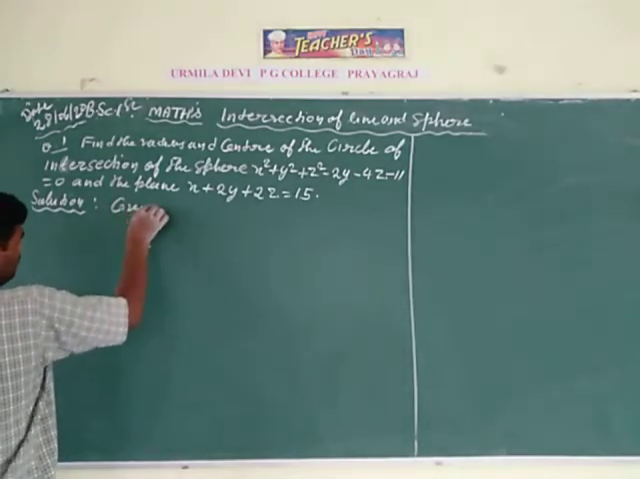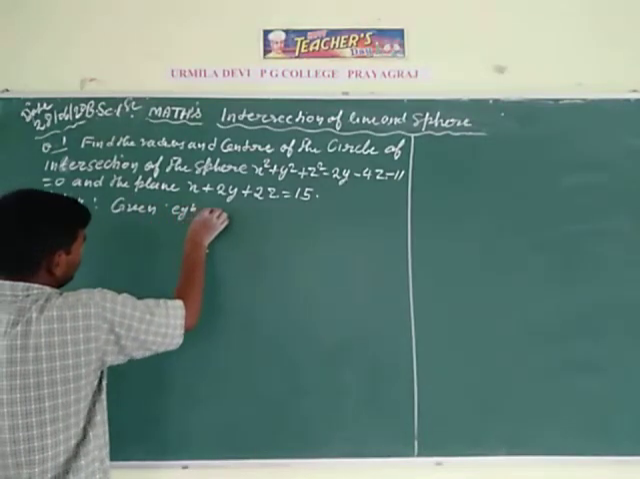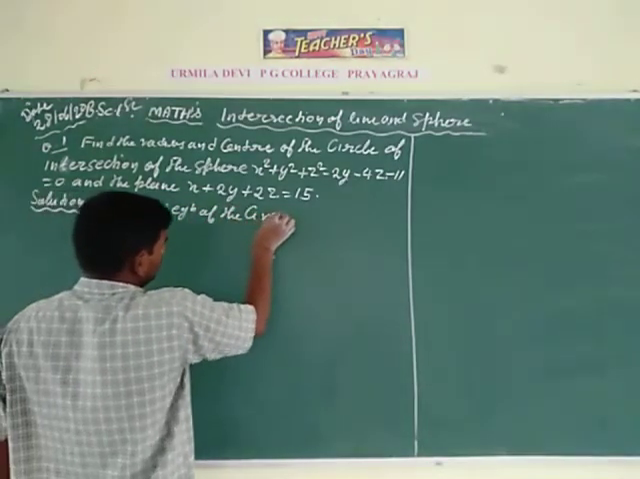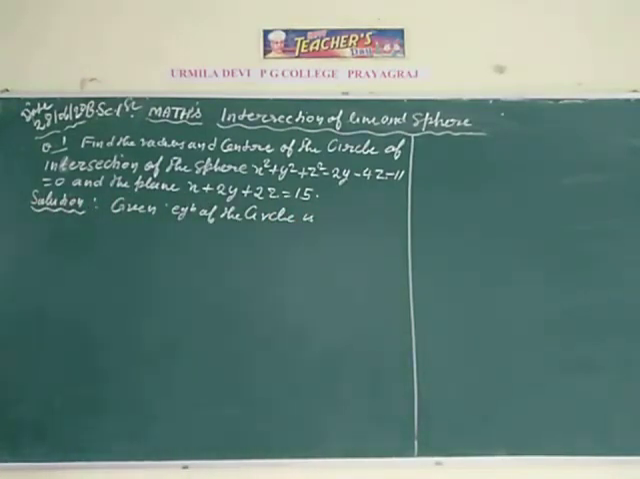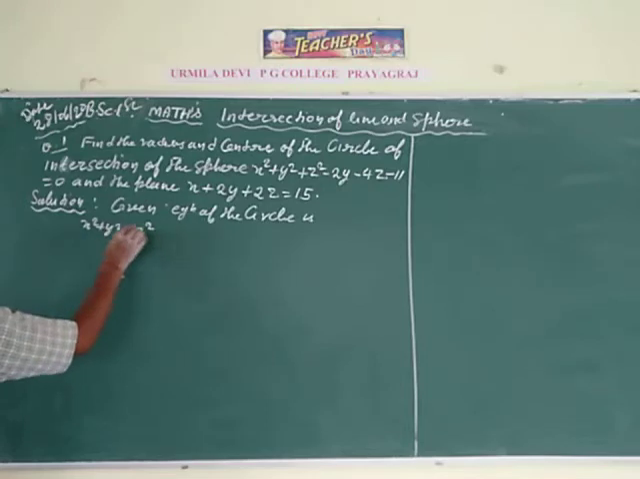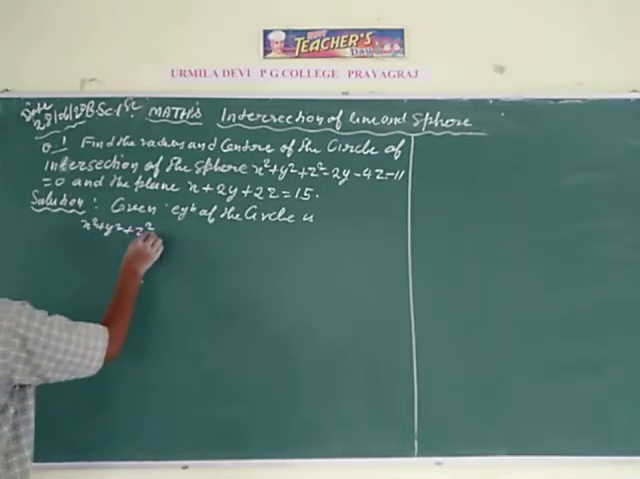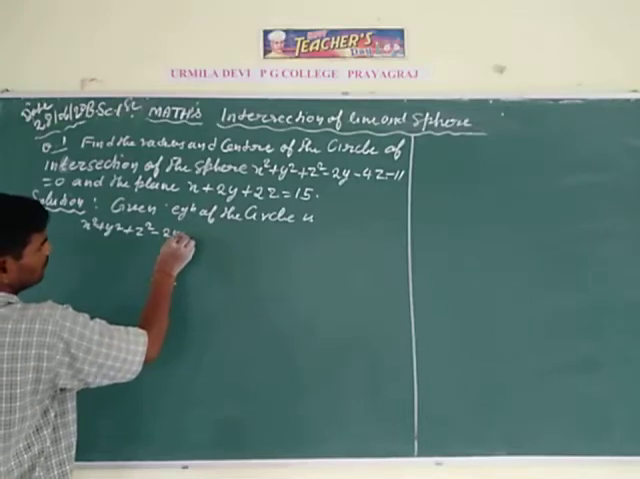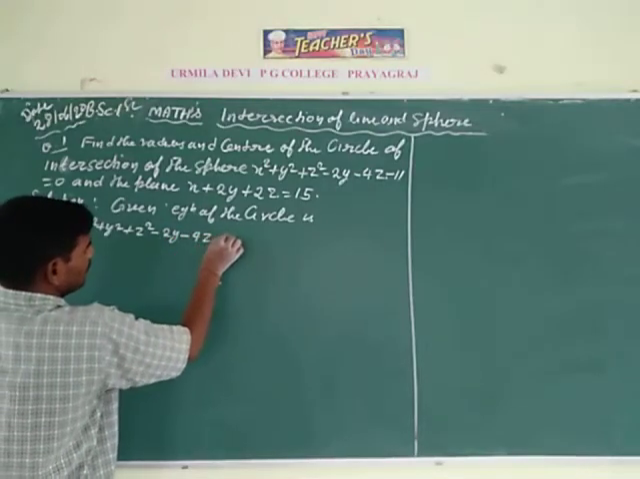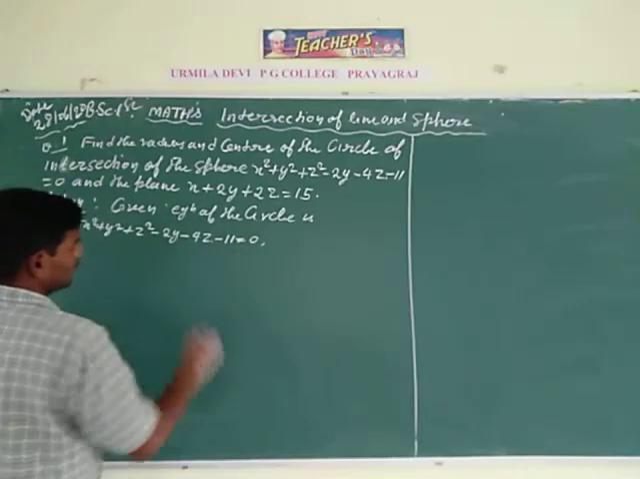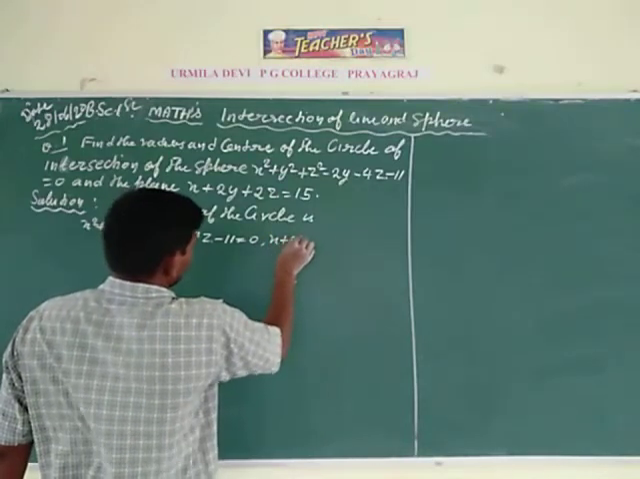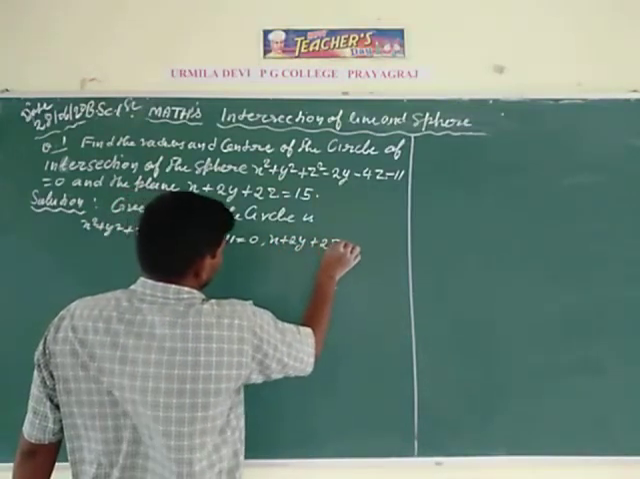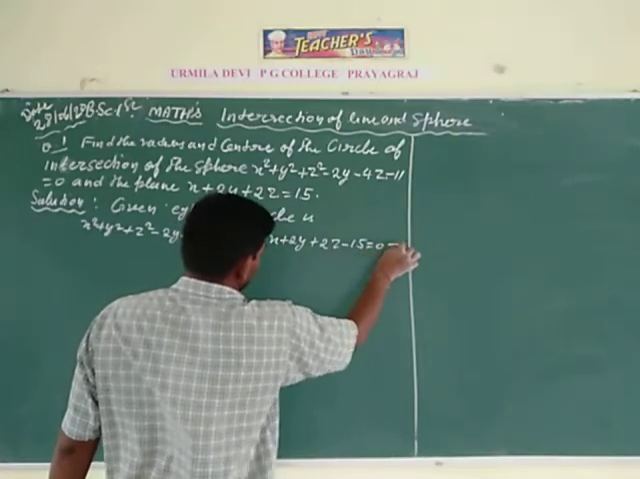The given equation of the circle is x square plus y square plus z square minus 2y minus 4z minus 11 equal to 0, and the intersecting plane equation is x plus 2y plus 2z minus 15 equal to 0, represented by the first equation.